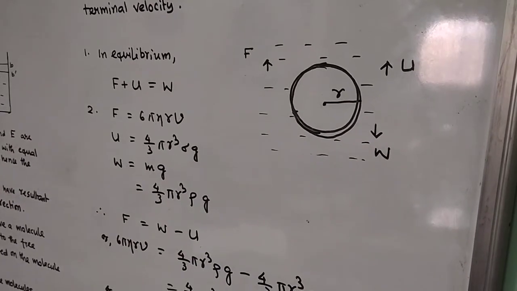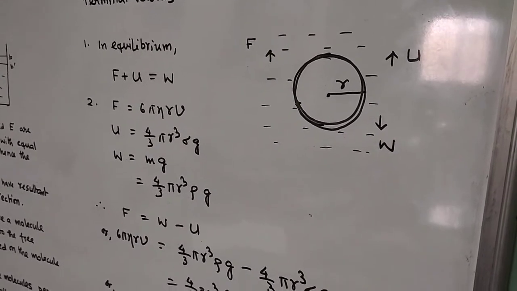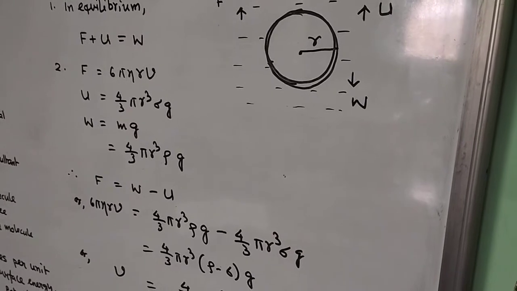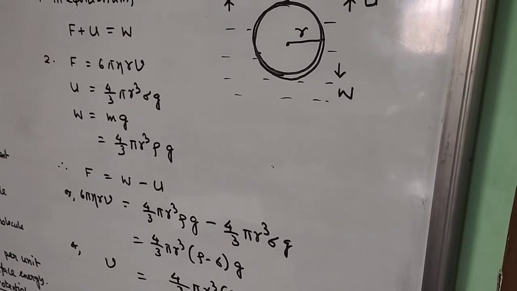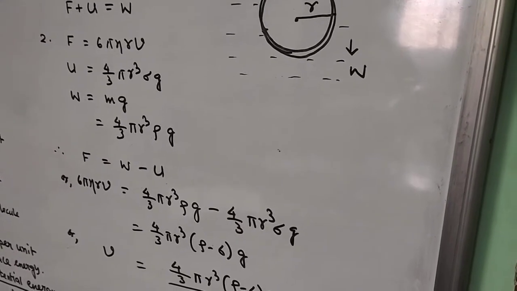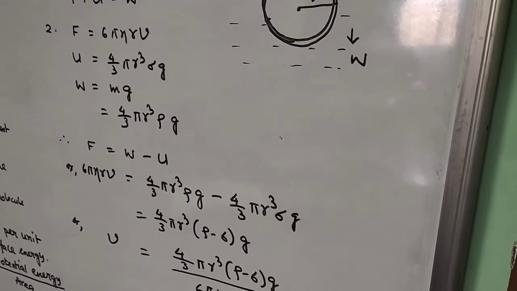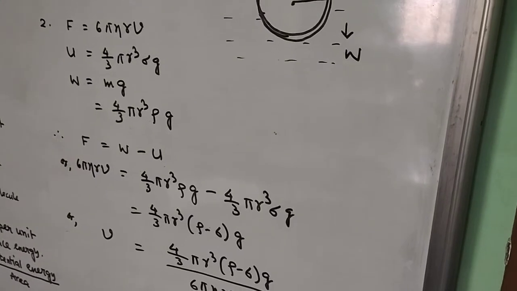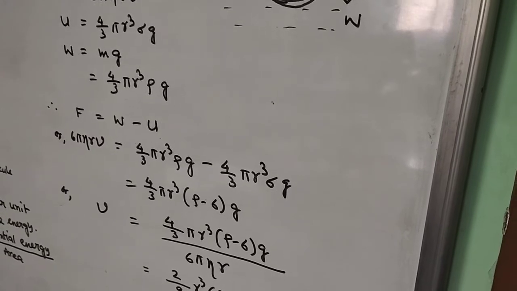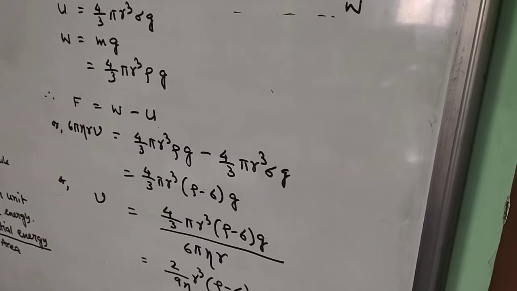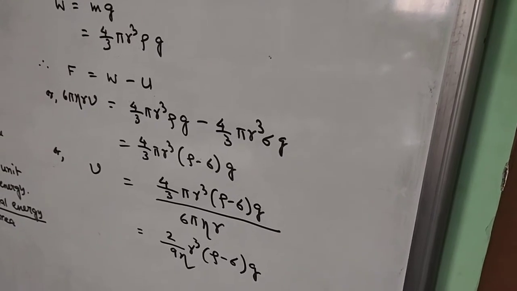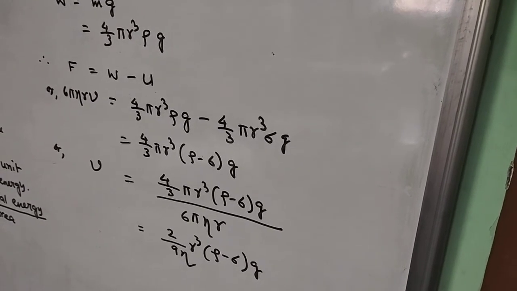Now if you substitute this in equation 1, you will get F equal to W minus U. So F is 6 pi eta r v, W is 4 by 3 pi r cube rho g, where rho is the density of the object, minus 4 by 3 pi r cube sigma g, where sigma is the density of the liquid. So 4 by 3 pi r cube, rho minus sigma, into g. So v equals 4 by 3 pi r cube, rho minus sigma, into g, divided by 6 pi eta r.